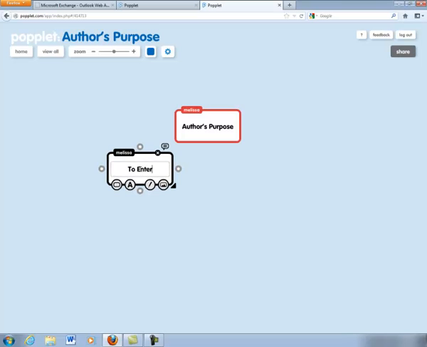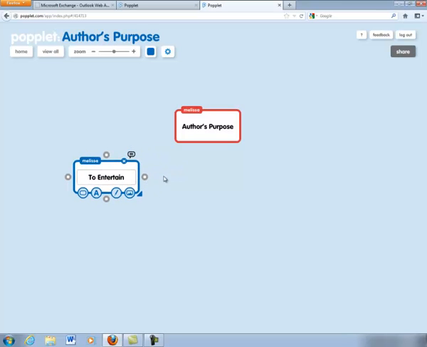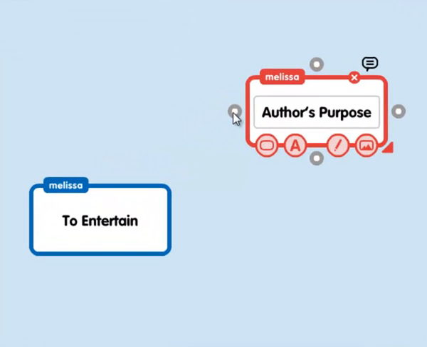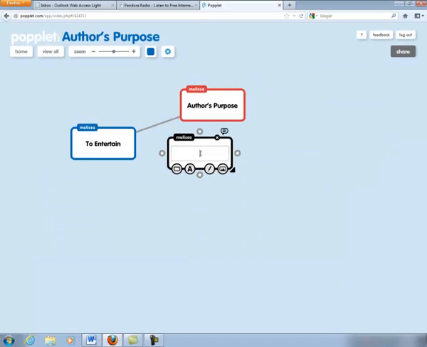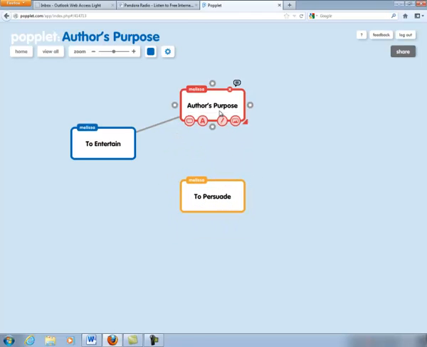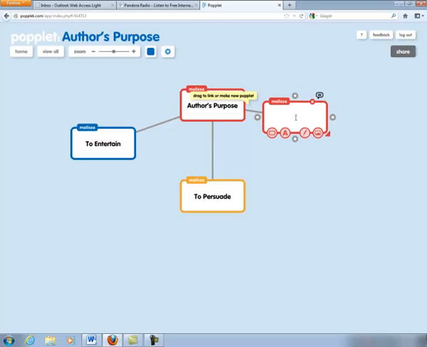To connect popples to each other, hover over a popple and click and drag one of the gray circles and move it to the popple you want to connect it to. If you click and drag a gray connector to an empty space on the board, it will create a new popple of the same color.